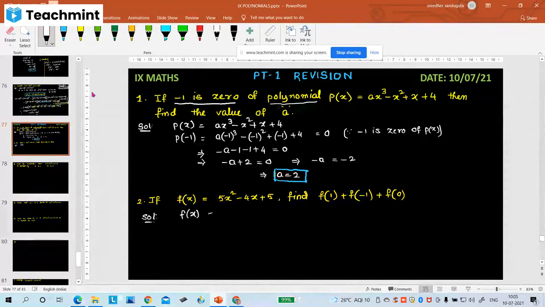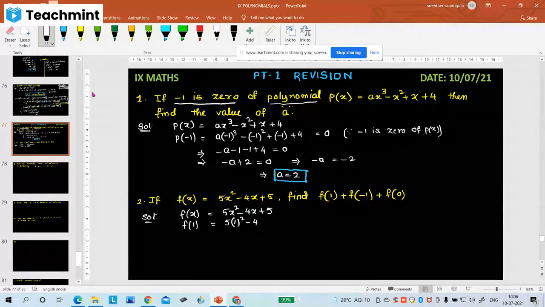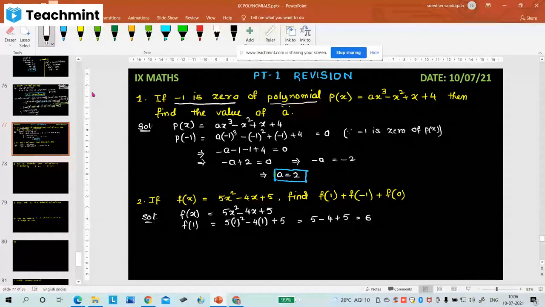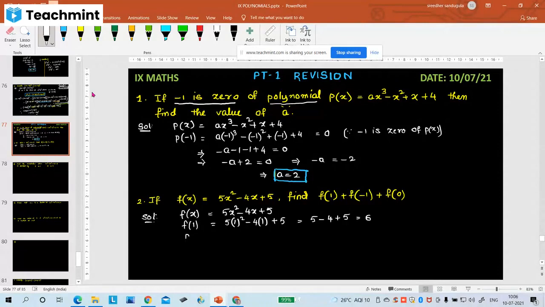So first f of x is given. You write f of x equal to 5x square minus 4x plus 5. Then what is f of 1? F of 1 is, in the place of x, you have to substitute 1: 5 into 1 square minus 4 into 1 plus 5. In the same steps you simplify this. 5 into 1 square you get 5. Minus 4 into 1 you get minus 4 plus 5. So you will get ultimately 5 plus 5, 10. 10 minus 4, 6. Okay, similarly, you have to find the f of minus 1 value also.